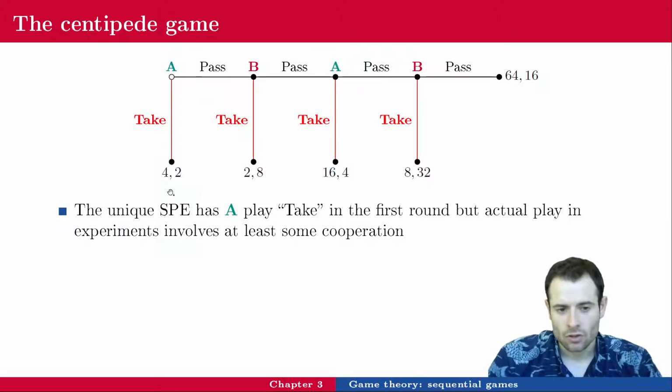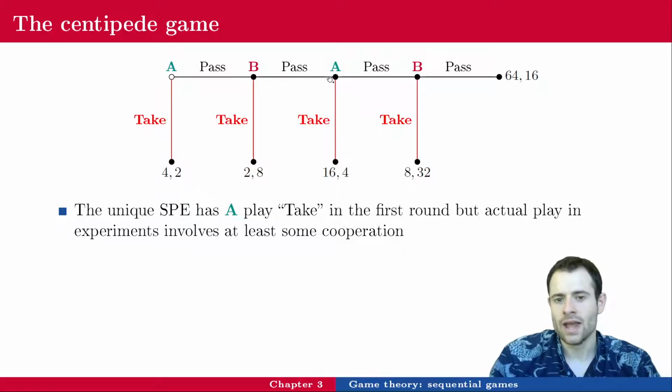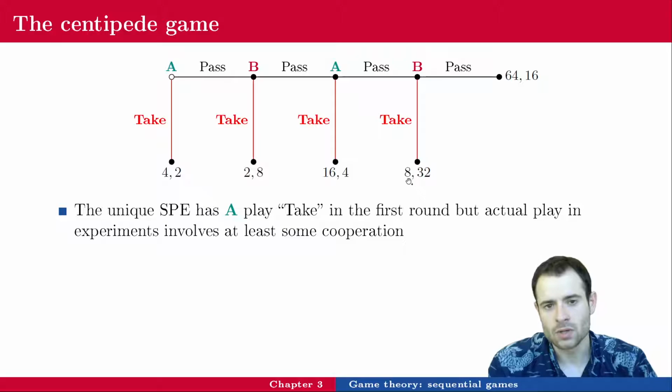Note that whoever takes makes a higher payoff. And when the other one takes, it's a higher payoff than when the previous one took. So, when A takes, he makes 4. When B takes, he gets 2. When it's back to A, now he makes 16. And then if it's B's turn to play for the last time, A's payoff is lower, it's 8. And symmetrically for B.